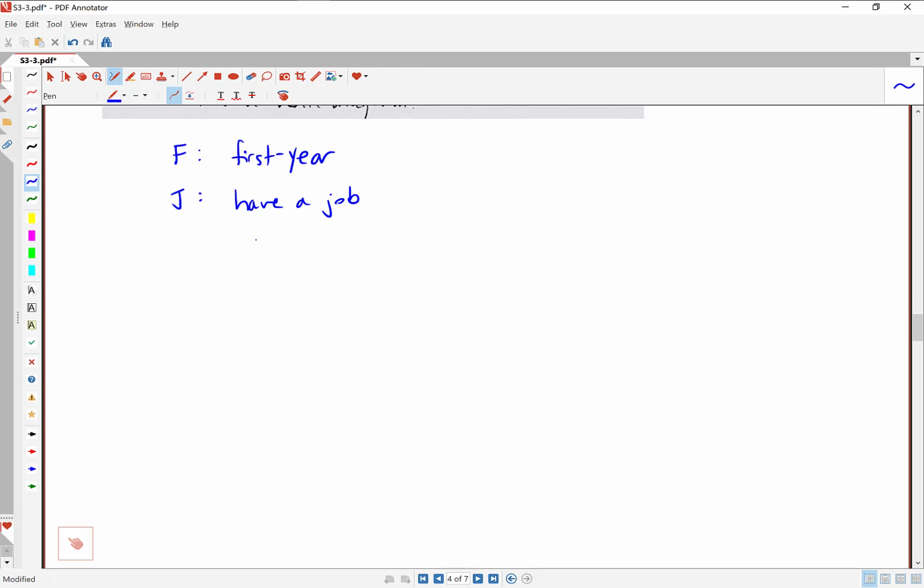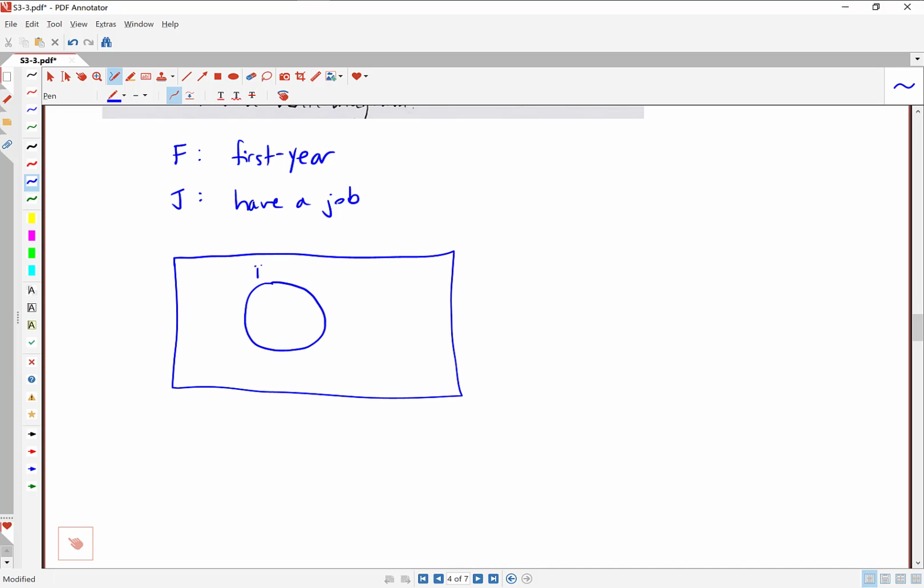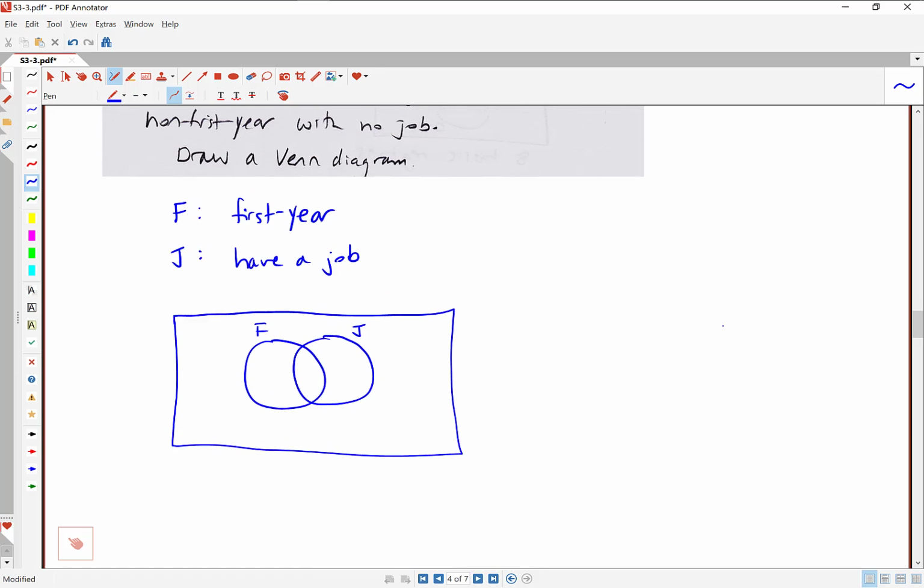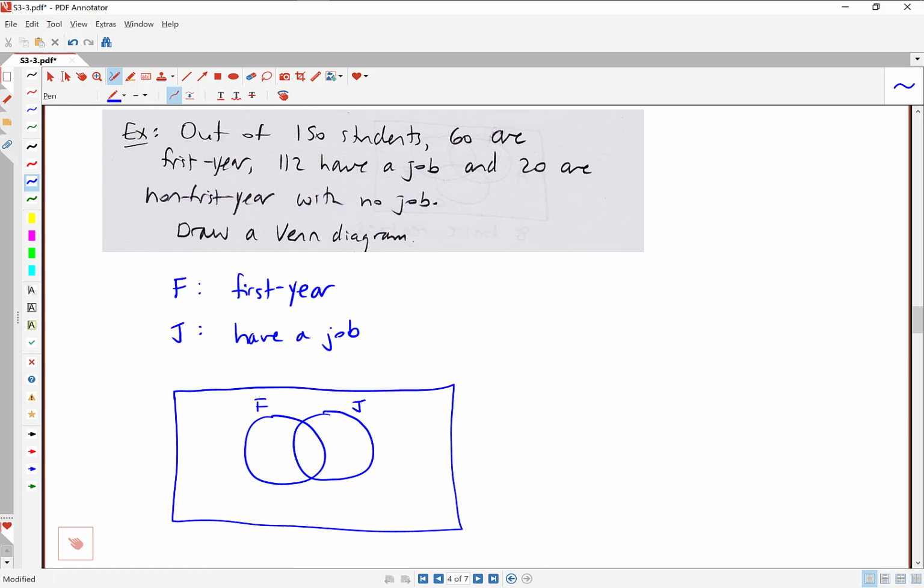So what we're trying to do is fill in a Venn diagram that looks like this. We've got all our students in this box, and we've got a set of first year students and the set of students with a job. So we want to fill in the numbers for these 4 basic regions. So let's see what we know. 150 students doesn't help us right now. That's the total number in the rectangle.